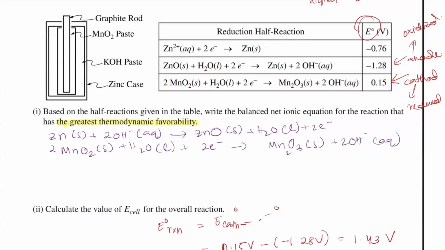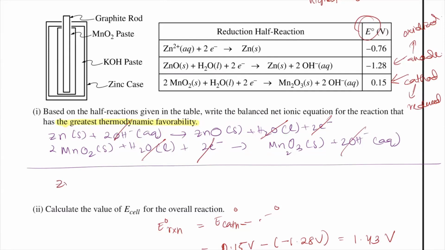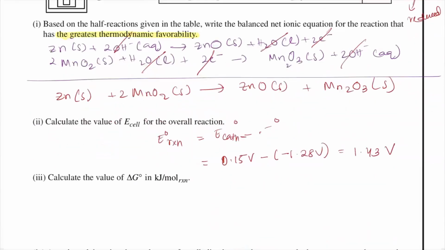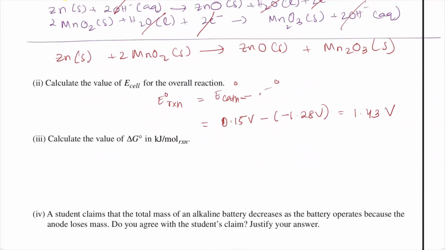Now, we are just going to add up these two reactions. And from here, we can just start canceling whatever is the same. So that's going to cancel. Electrons are going to cancel, and hydroxide is also going to cancel. So in our net ionic equation, we're just going to get Zn plus 2 MnO2 becoming ZnO plus Mn2O3 solid.